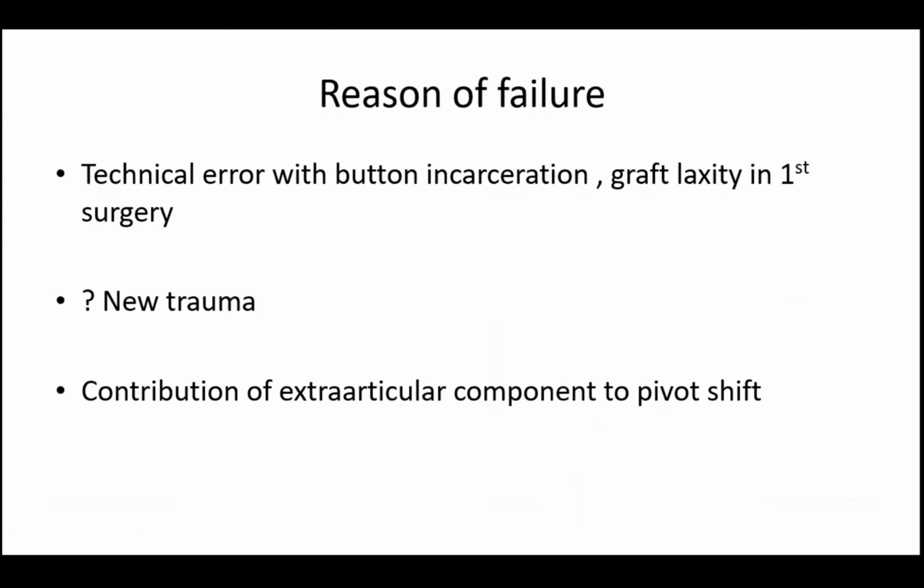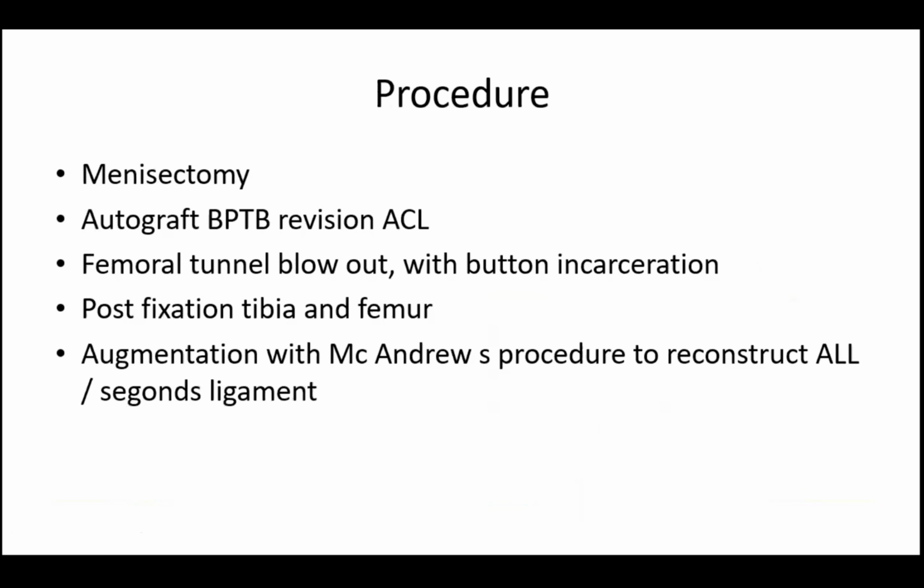And probably there was a contribution of new trauma, and maybe there's an external component of rotation, which is the extra-articular component of pivot shift. So in this patient, I did a meniscectomy and revised him with an autograft revision of ACL, bone tendon bone. The previous ACL was hamstring. There was a femoral tunnel blowout with button incarceration, so I had to do a post on both the femur and tibia. Be prepared to do all this. I did an augmentation with the McAndrews procedure to reconstruct the ALL, or Segond's ligament.